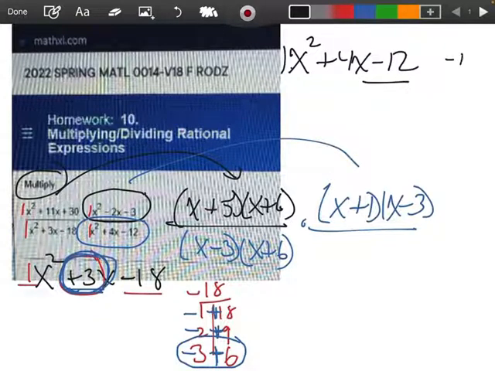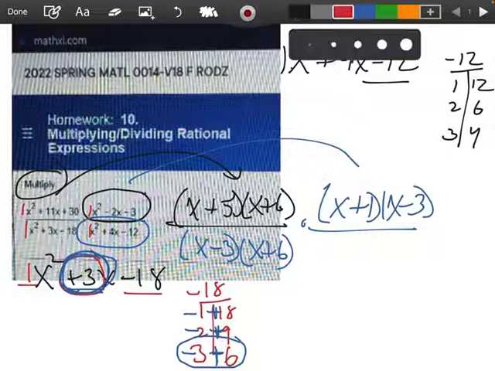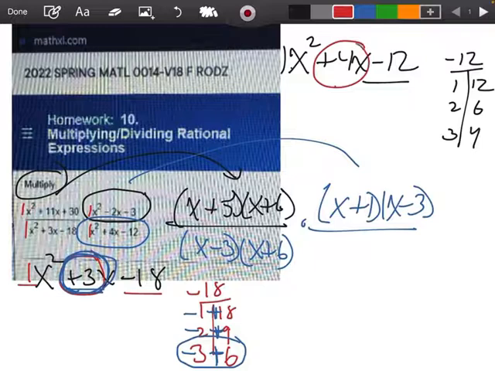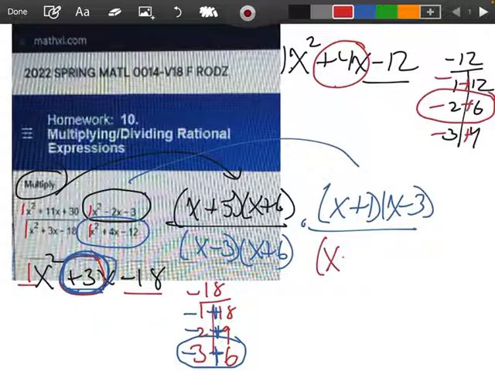1 times negative 12 is a negative 12. So 1 and 12, 2 and 6, 3 and 4. So I'm looking for the pair that multiplies to negative 12 and is going to add up to a positive 4. Okay, so one of my numbers is going to be negative, one's going to be positive, right? Since the middle number is positive, the bigger numbers will be positive and the smaller numbers will be negative. And right here, negative 2 plus 6 will give me that plus 4. So this is going to be an x minus 2 and an x plus 6.